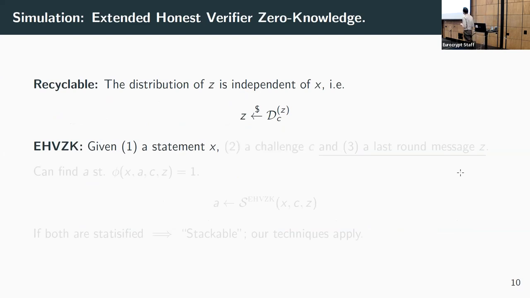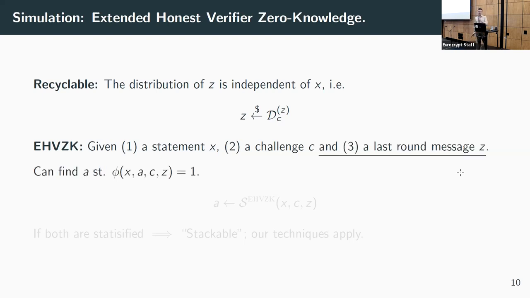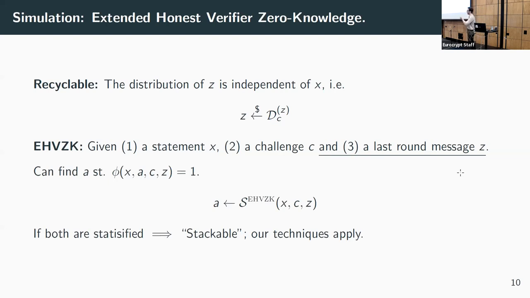For the second property, we say that a Sigma protocol is extended honest verifier zero knowledge if, when I give you a statement, a challenge C and a last round message, so this is where it deviates from the normal definition of special honest verifier zero knowledge, if I also give you a random last round message, you can deterministically compute a first round message that makes the transcript accepting. And we say that if both are satisfied, we call the protocol stackable, which means that our techniques apply.